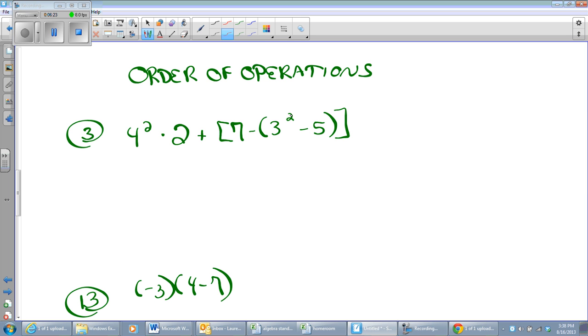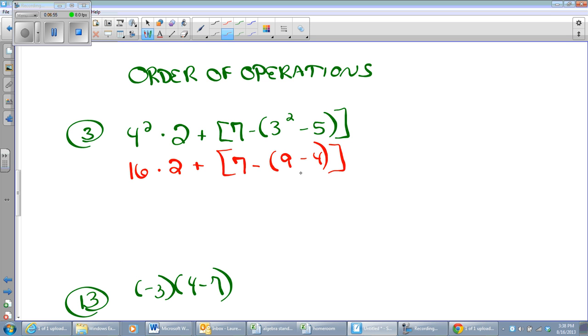So I'm going to go to my exponents, and I have to do 3 to the second power, and my air conditioner just shut off. Uh-oh. There we go. Seems to have fixed the problem. So I'm going to do 3 squared, and while I'm at it, I can do this 4 squared too. So I'm going to get 16 times 2 plus quantity of 7 minus the quantity of 9 minus 4.